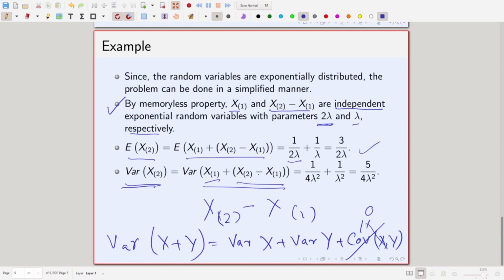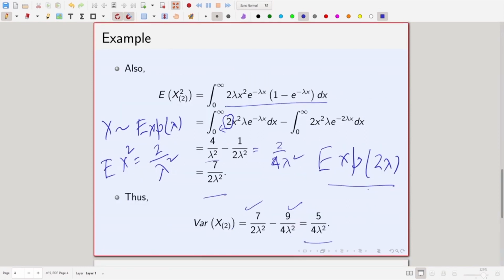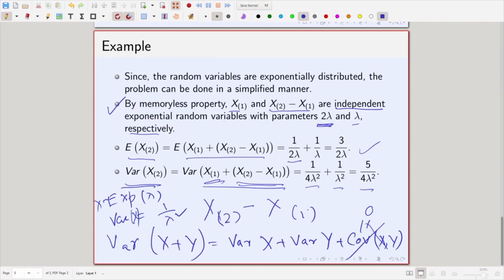But again, what is variance of x bracket 1? We know that if you have exp lambda, then variance is 1 over lambda square. Again, you can calculate that. So if x has exponential lambda distribution, then variance of x is 1 over lambda square. Since x1 is exponential with parameter 2 lambda, its variance is 1 over 4 lambda square. And what is variance of x bracket 2 minus x bracket 1? That is just exponential lambda, so it is just 1 over lambda square. Again, if you do the summation, you get 5 over 4 lambda square, the same thing that you got by the previous method, right?